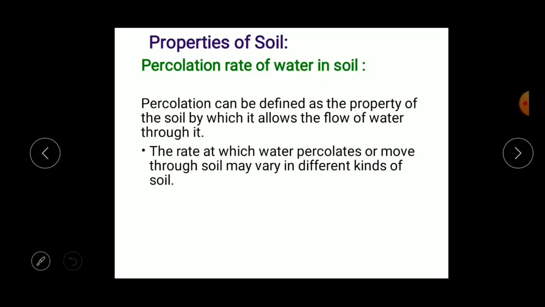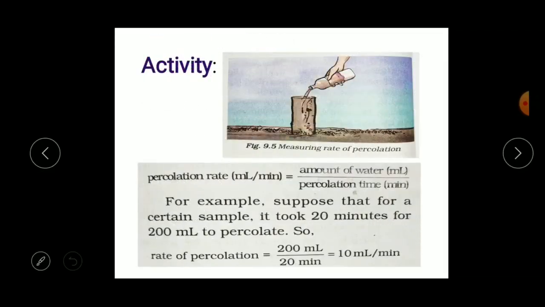Now let us do one activity to see how we can find out the percolation rate. For this activity you will need a hollow cylinder or a pipe. If possible, get a small tin can and cut off its bottom. Now place the pipe about 2 centimeters deep in the ground. Now pour 200 ml of water in the pipe slowly. For measuring 200 ml of water you can use any empty 200 ml bottle.